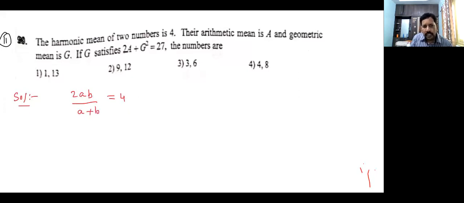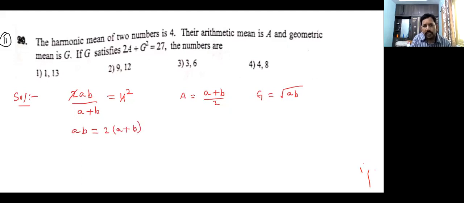Okay. Next, arithmetic mean, they are denoted with capital A. What is the formula actually? A plus b by 2. This is the formula. Geometric mean, already you know that, under root AB. Here observe that 2 2s are 4. What is AB? AB is equal to 2 into A plus B. Okay, up to here we know that.